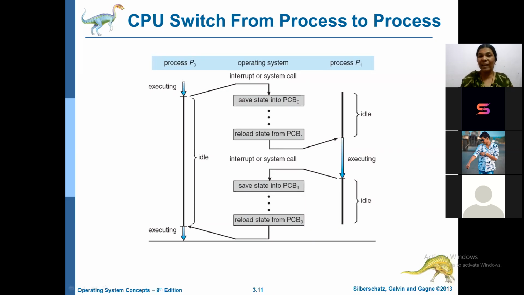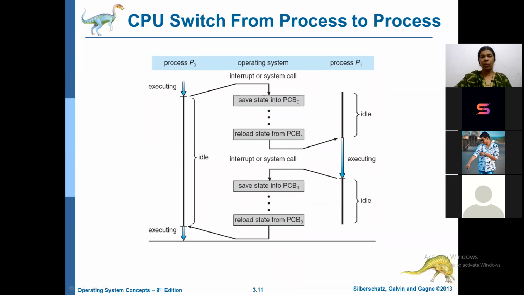So we are doing the context switch. What do you mean by context switch? Switching the processor from one process to another process. Switching the processor from a lower priority process to a higher priority process, completing the higher priority process and coming back to the lower priority process. So this is called a context switch. It is also called a CPU switch.